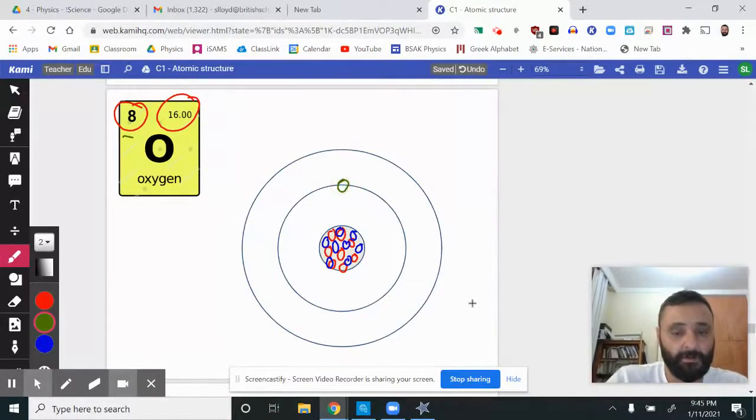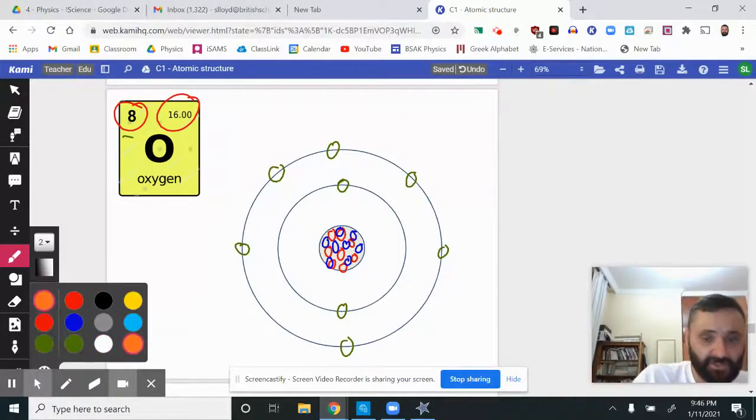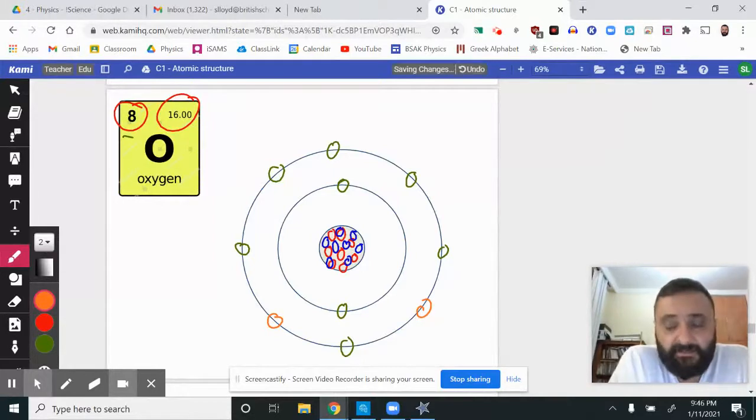So 1, 2, 3, 4, 5, 6, 7, 8. Okay? 8 electrons, because it must have 8 protons. So it must be balanced. Right, now when it becomes an ion, oxygen, because it's a non-metal, gains electrons. It becomes negative. It gains electrons. So 2 extra electrons are going to go into that energy level there.